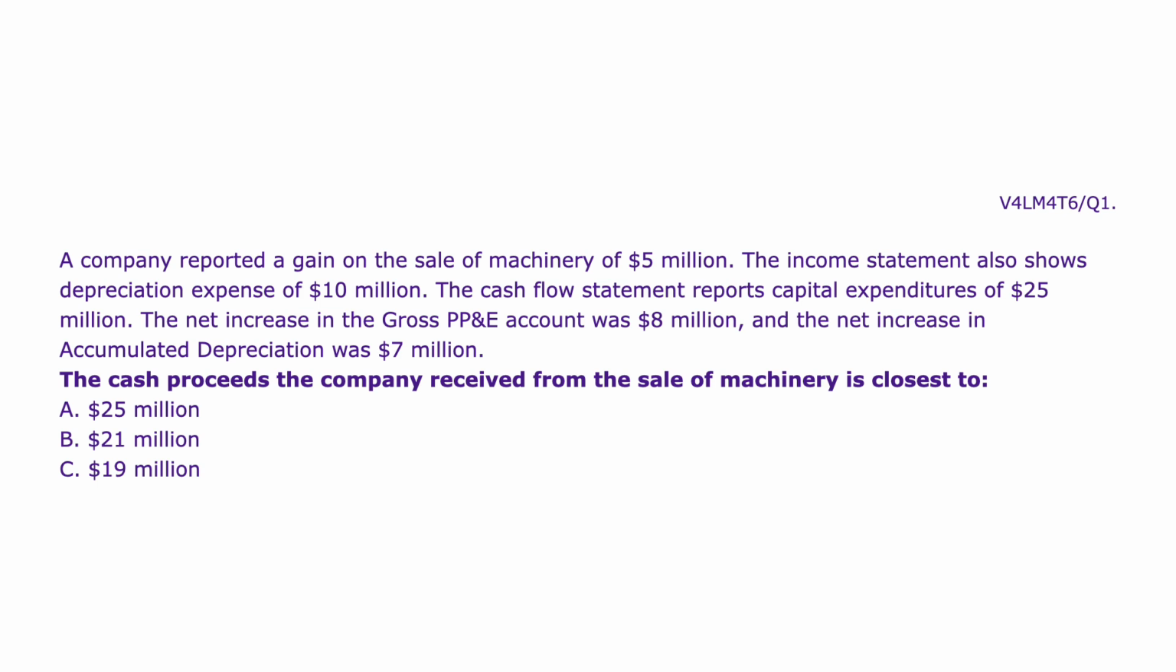The net increase in the gross PP&E account was $8 million, and the net increase in accumulated depreciation was $7 million. The cash proceeds the company received from the sale of machinery is closest to: A. $25 million. B. $21 million. C. $19 million.